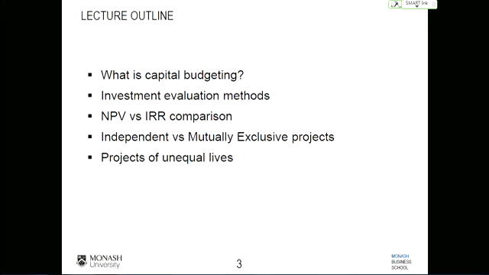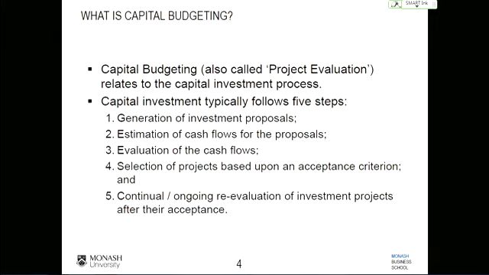And then I'm going to talk to you about different criteria that we are going to use in order to make a decision of whether we should accept the project or not. So basically there will be 4 different methods that I'm going to introduce to you. And then we talk about NPV and IRR comparison. And finally, we look at different methods that we are going to use to evaluate projects of unequal lives.